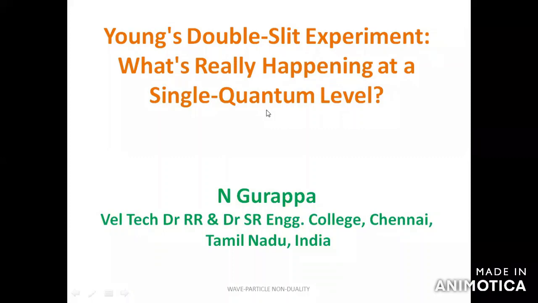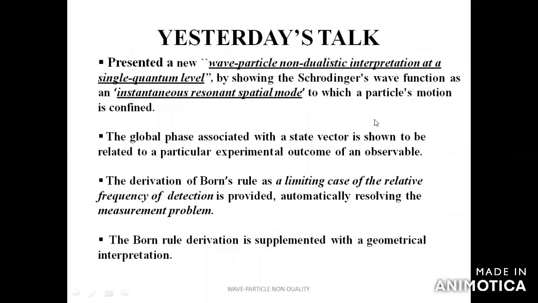All of you know that Young's double-slit experiment was designed over 200 years ago by Young to demonstrate the wave nature of light. Before that, Newton's corpuscular theory, the particle theory, was there. We all know these things, but this experiment is still going on even in quantum mechanics. Even today some people do this experiment. I think no experiment has got that much popularity.